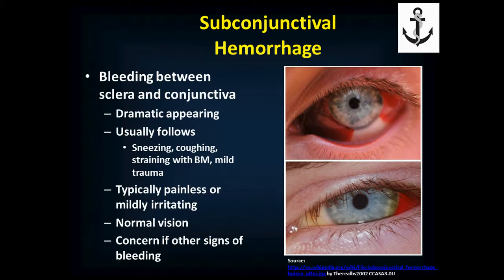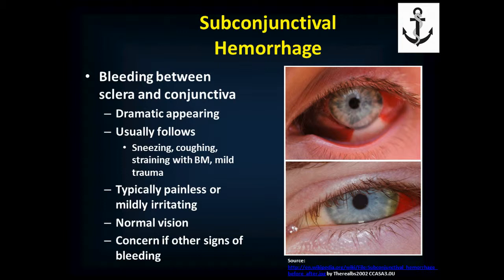Subconjunctival hemorrhage is bleeding under the conjunctiva and above the sclera, so it's blood sitting on top of the white of the eye. It's very dramatic appearing. You look at that upper picture, and if you woke up with that one morning, you'd be very concerned about it. It usually follows some transient increase in pressure where the small blood vessels between the conjunctiva and the sclera break and they bleed. So sneezing or coughing or straining with bowel movements, vomiting, mild trauma. This is commonly seen in young adults after a night of very heavy partying and drinking alcohol and vomiting, and then they get these subconjunctival hemorrhages.